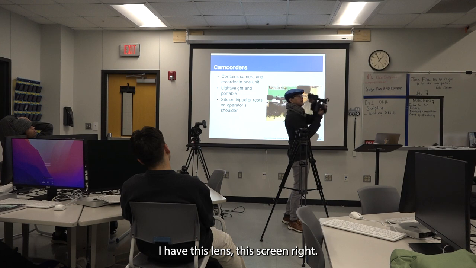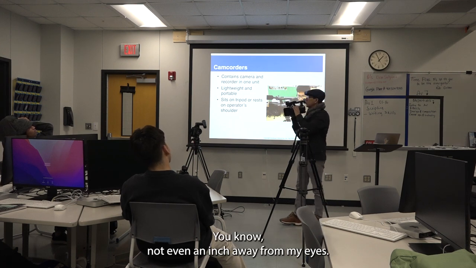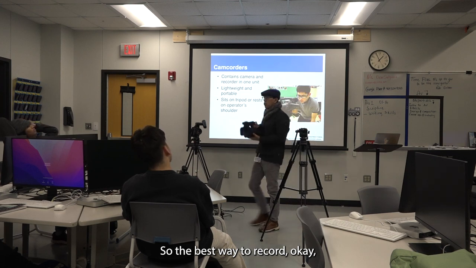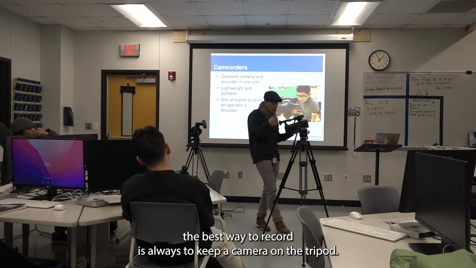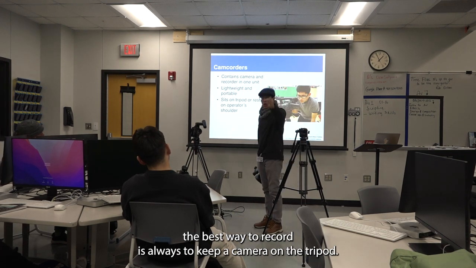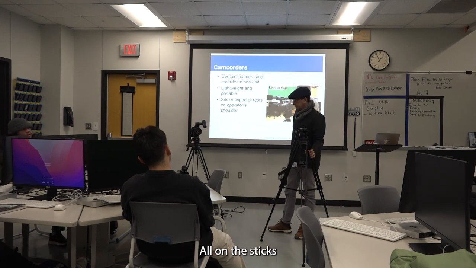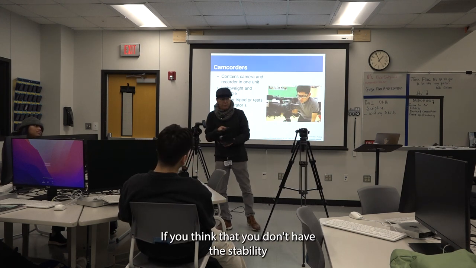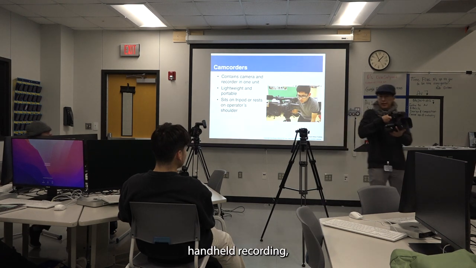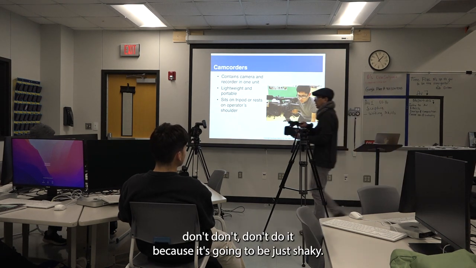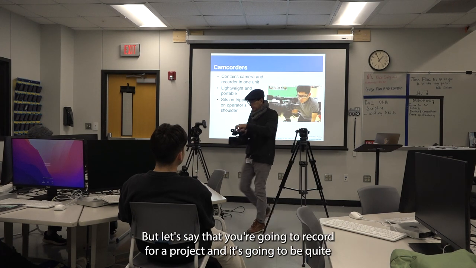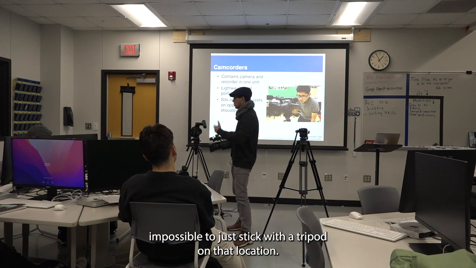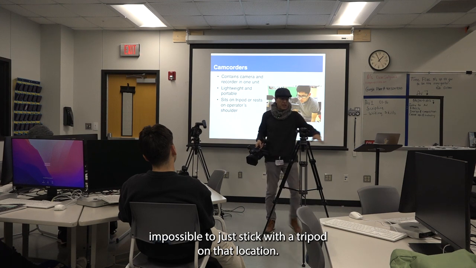I have this lens, this screen, not even an inch away from my eyes. So the best way to record, okay, the best way to record is always to keep a camera on the tripod or on the sticks or a support. If you think that you don't have that stability, handheld recording, don't do it because it's just going to be shaky. But let's say that you're going to record for a project and it's going to be quite impossible to stick with a tripod on that location, okay?